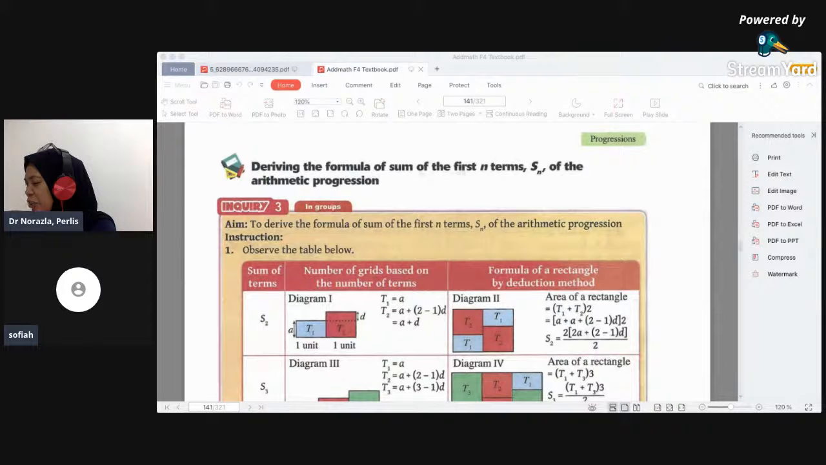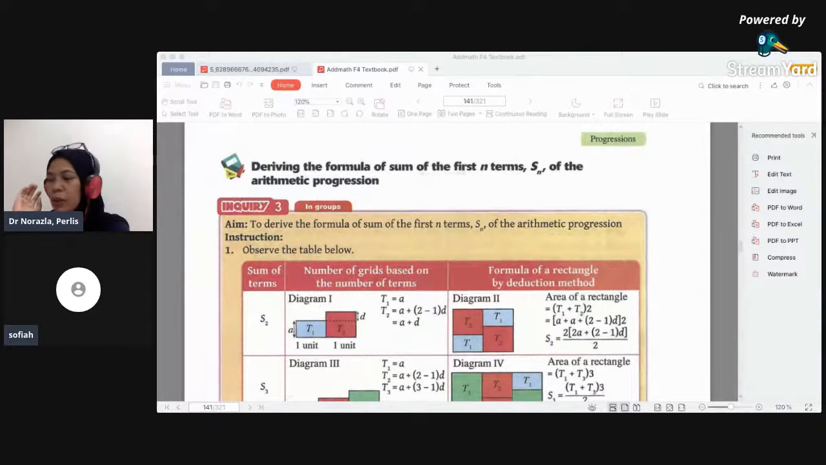Okay, in inquiry 3, we will observe how to derive the formula of the sum of the first n terms. You need to start it smoothly because it will appear on YouTube. The formula of the sum of the first n terms, Sn, we call it the Sn of the arithmetic progression.